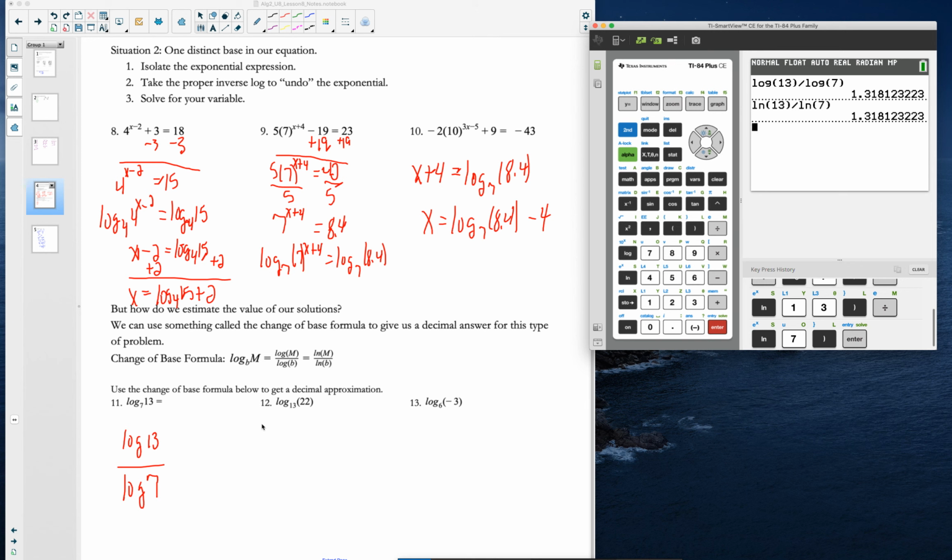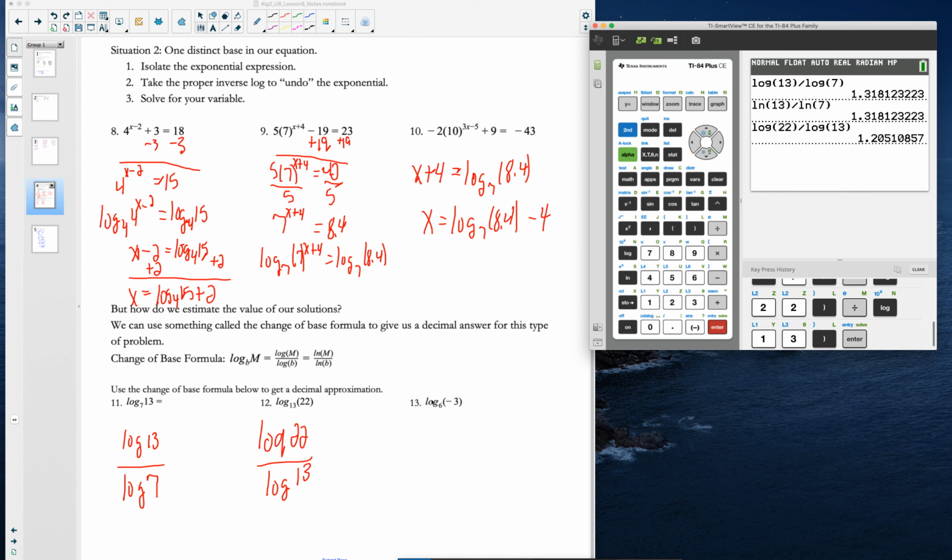If you're using the change of base formula, you should have log of 22 divided by log of 13. Luckily, we're just about done here. Now if I come over, and hopefully you did the same thing, if I go log of 22 divided by log of 13, we get 1.2.